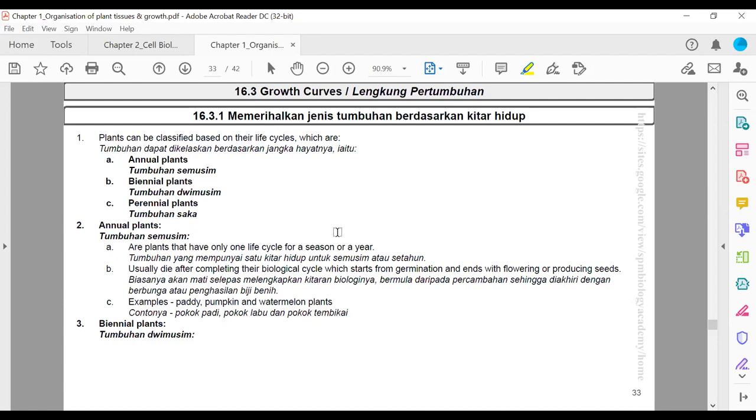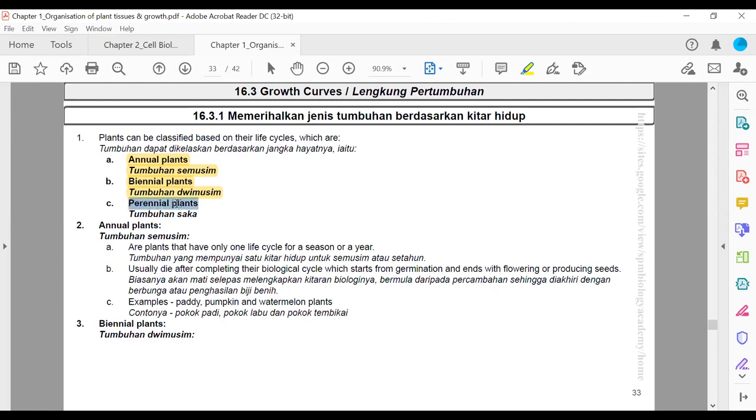they can live. So when we classify them on how long they can live, there are three categories. Ada tiga kategori. Yang pertama dipanggil sebagai annual plants. Ya, dalam bahasa Melayu tumbuhan semusim, annual plants. They only live for one season or 1 year. Then we have biennial plants, tumbuhan dwi musim. So they live for 2 seasons or 2 years, then they die.